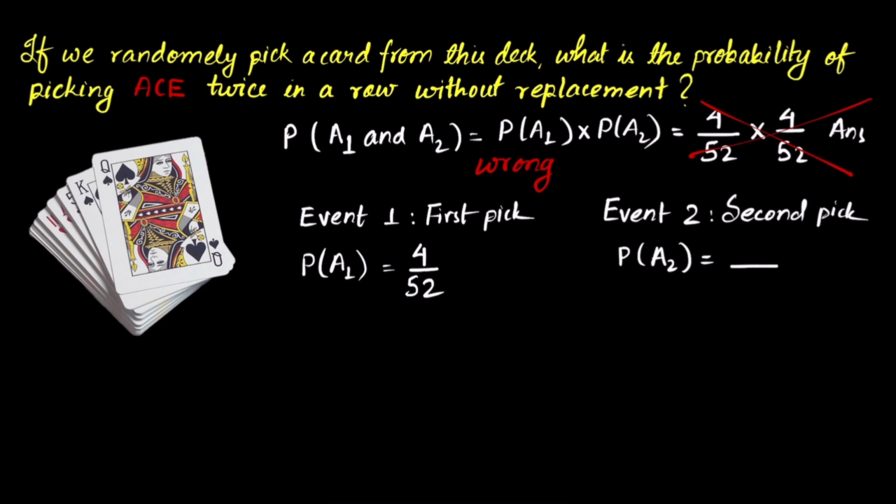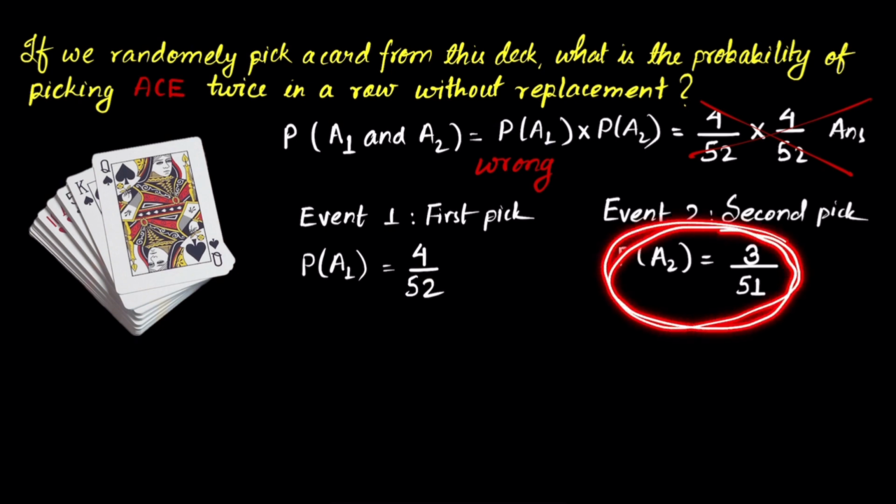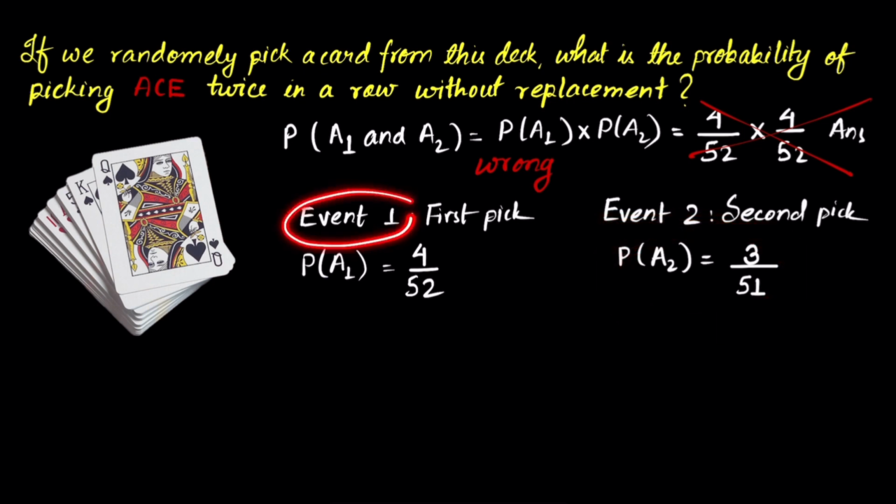The reason being, see, once you have picked an ace in your first pick, the total number of cards in the deck has now decreased. There were 52 cards, now there are only 51 cards because one card has been removed. And since that one card that you removed is an ace card, now the number of ace cards remaining in the deck is also decreased. There were 4 ace cards before, now there are only 3 ace cards. So in this particular case, the occurrence of event 2 is affected by the occurrence of event 1. And such events are called dependent events. So what are dependent events?